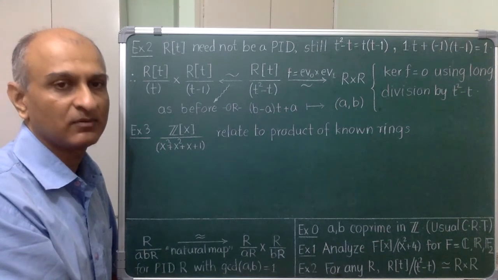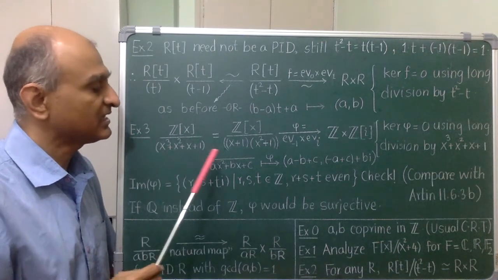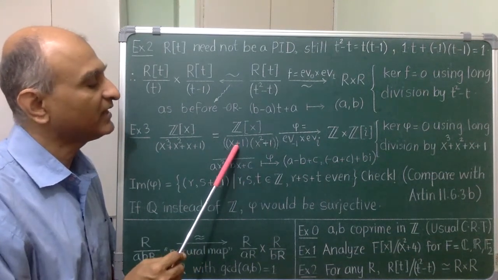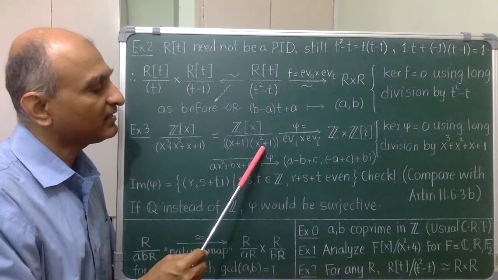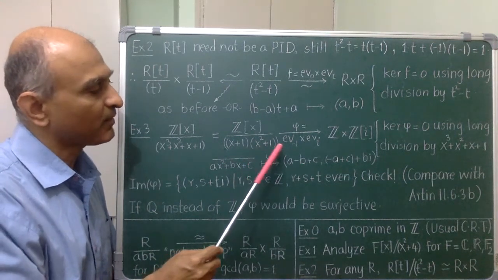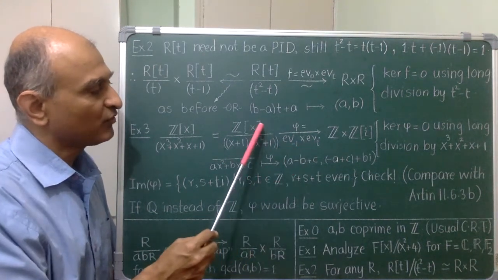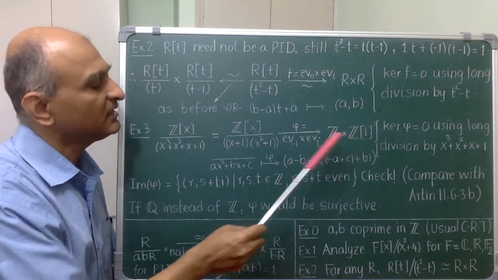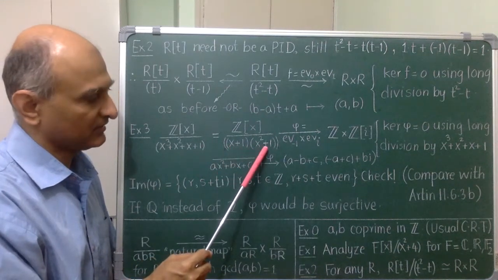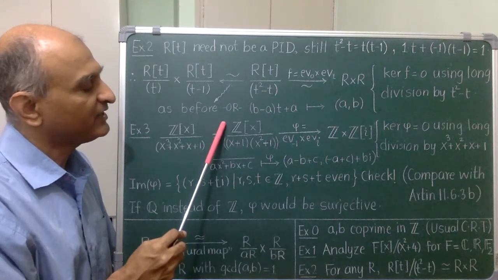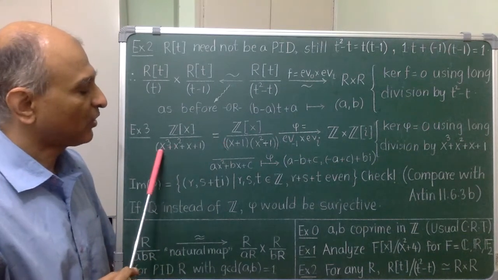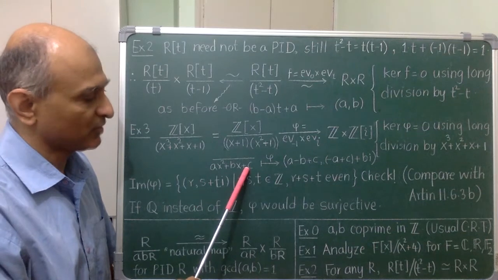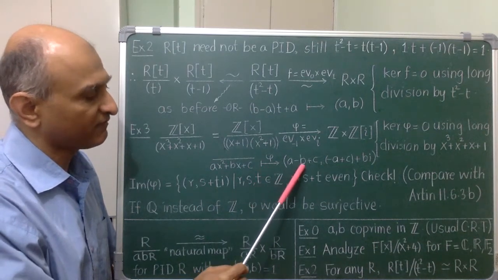So try this now. This polynomial factors as (x + 1) times (x² + 1), suggesting evaluation at -1 and at i. So if I take the product of these evaluation maps from Z[x] to Z cross Gaussian integers, then this polynomial is in the kernel. In fact, every congruence class here by long division by this polynomial can be represented by a quadratic polynomial, giving me a formula for phi.